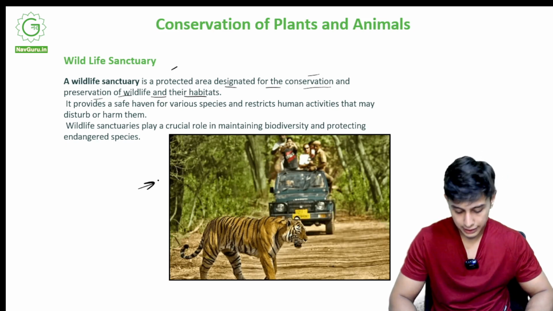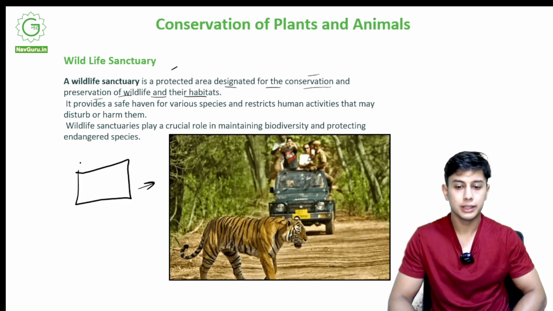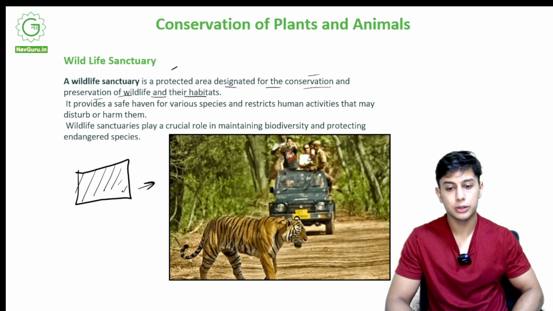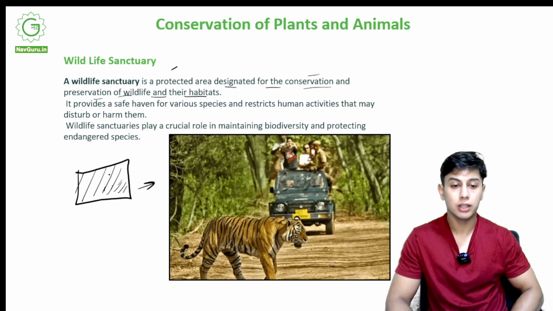These areas have been protected by wires and all. They have been protected so that we do not have any human touch to them, we do not have any poaching, we do not have any hunting. This is a designated area for conservation and preservation of wildlife.